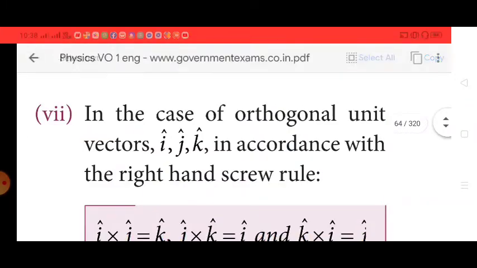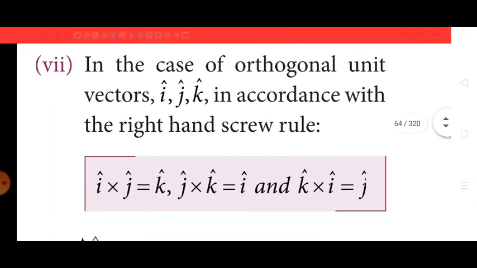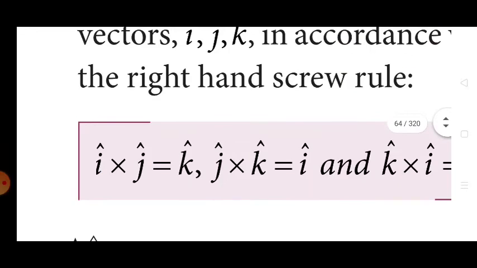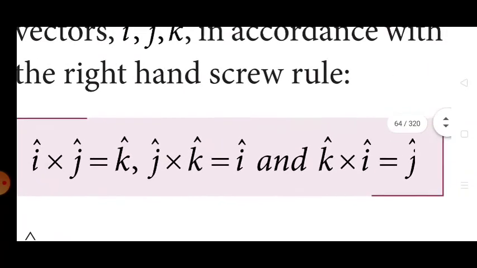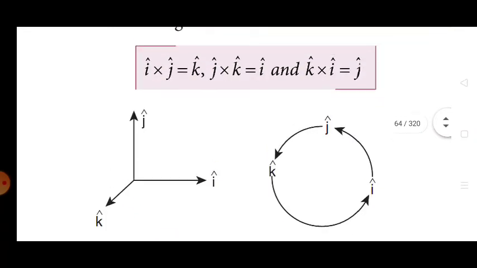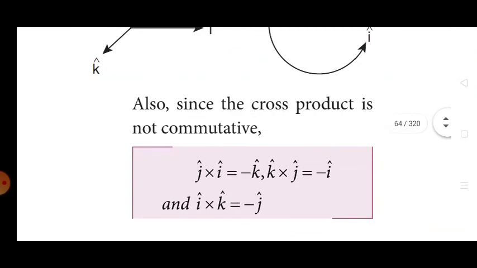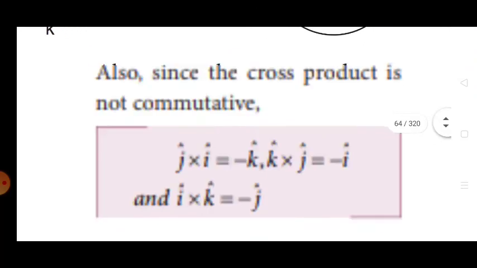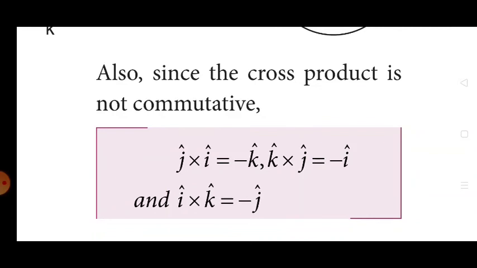Seventh, in the case of orthogonal unit vectors i cap, j cap, k cap, in accordance with the right hand screw rule, i cap cross j cap is equal to k cap, j cap cross k cap is equal to i cap, and k cap cross i cap is equal to j cap. This diagram shows what is given above. Since the cross product is not commutative, j cap cross i cap is equal to minus k cap, k cap cross j cap is equal to minus i cap, and i cap cross k cap is equal to minus j cap.